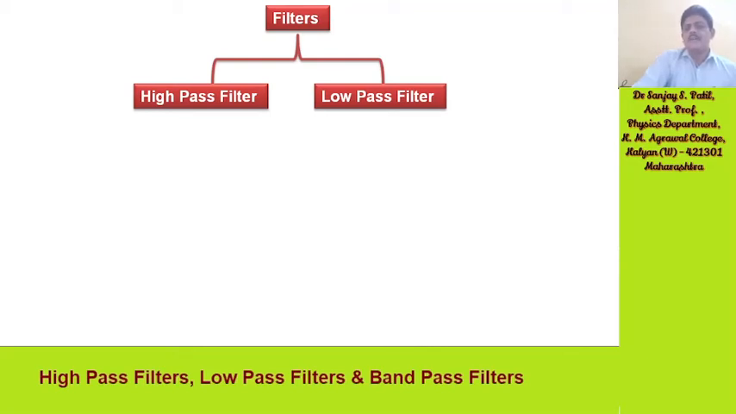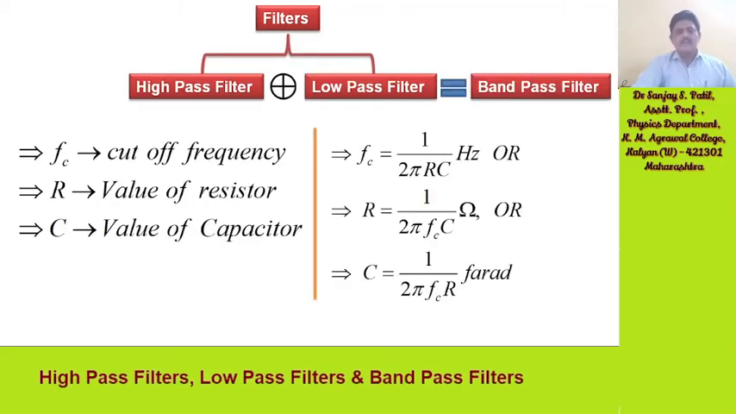As far as the designing part is concerned, what type of components to be taken depends on the formula, which is Fc is equal to 1 upon 2 pi RC, that is the cutoff frequency. Fc is the cutoff frequency, R is the value of resistor which is to be used in the circuit which we will make in case of high pass filter, and C is the value of capacitor. So the formula for the cutoff frequency Fc is equal to 1 by 2 pi RC hertz.